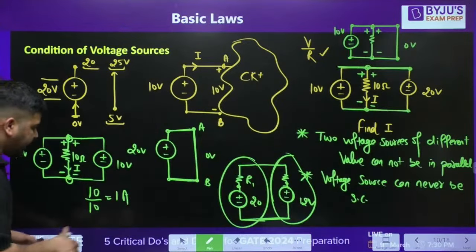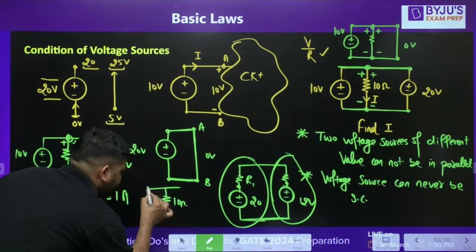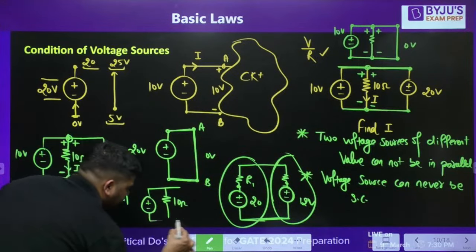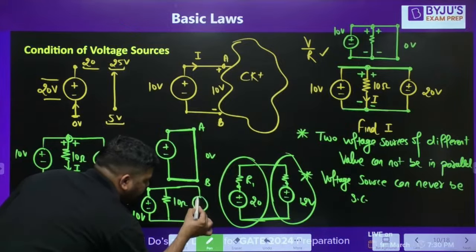Now let's take one more circuit. Let's say this is 10 ohm and there is a 10 volt source. With this polarity, the upper point is at higher potential, the lower point is at lower potential, and there is one more 10 volt source like this.